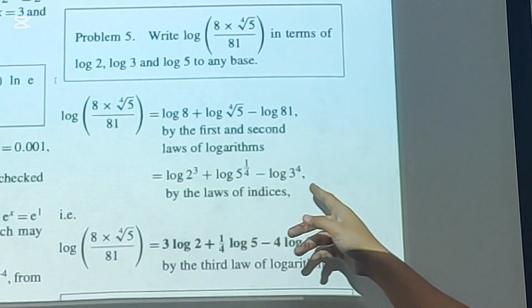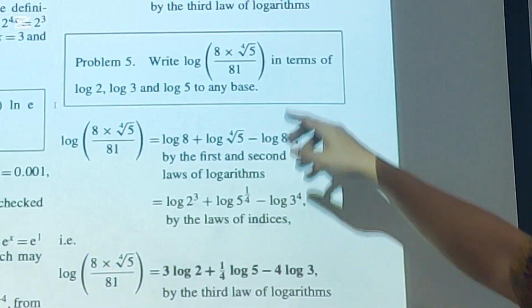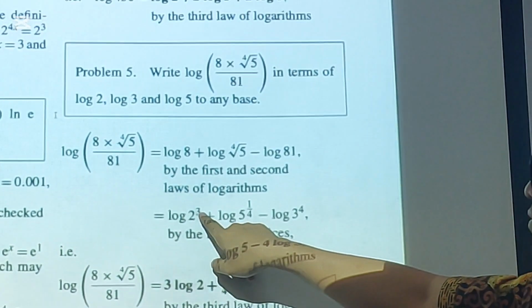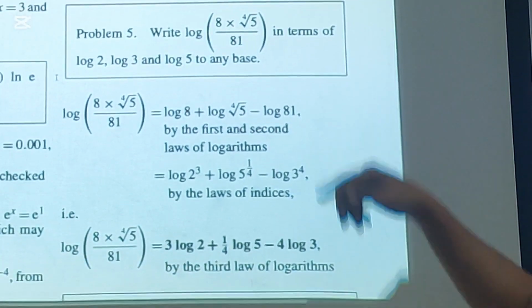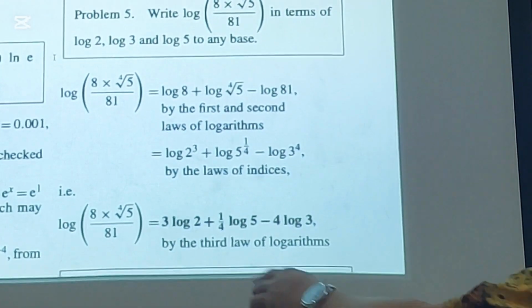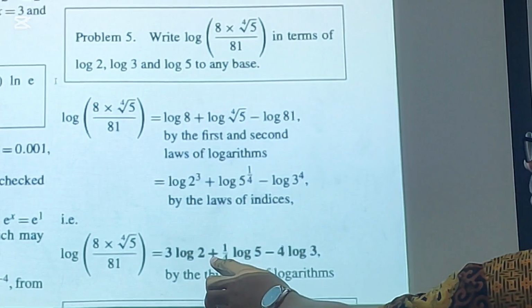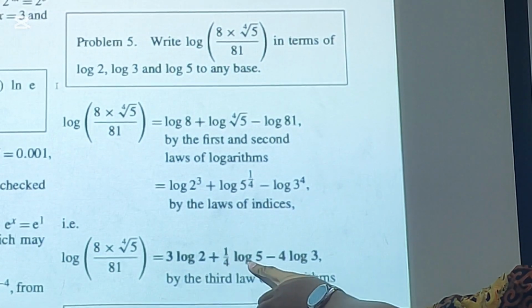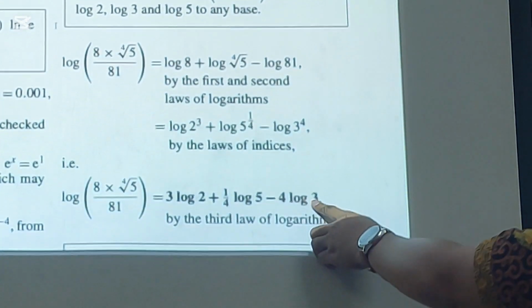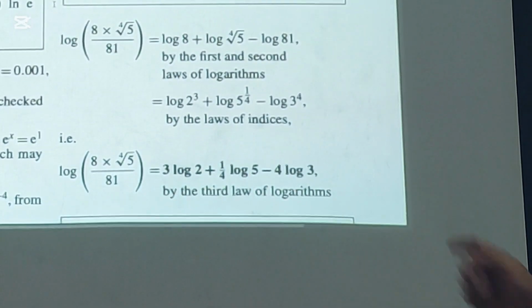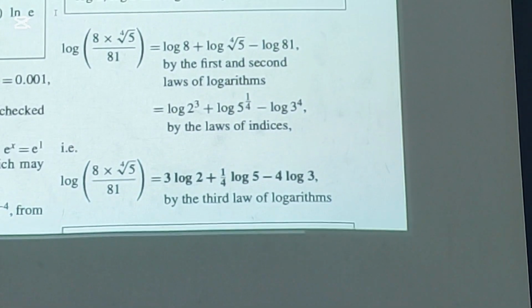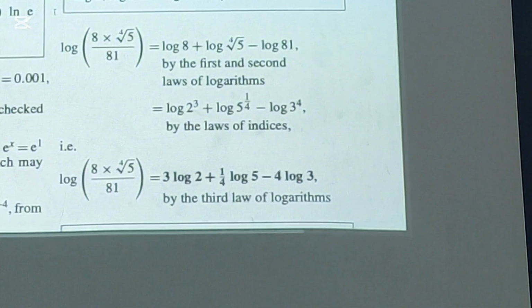And then using the third law, you change this power into a constant. So it will become 3 log 2 plus 1 over 4 log 5 minus 4 log 3. So this is the final answer. I think it's easy.